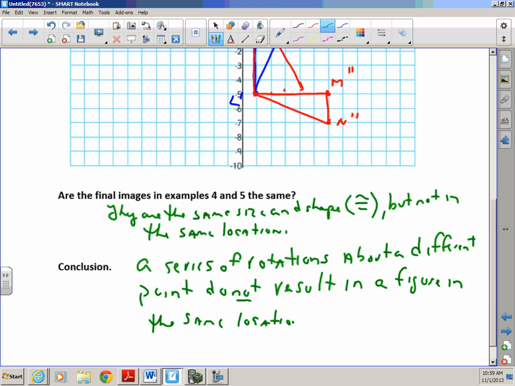Okay, so the point of today's lesson was to show you what happens when you have a series or sequence of transformations and when you may or may not end up in the same place. Both examples today were not in the same place. When you do your homework, hopefully you'll see one that does end up in the same place.